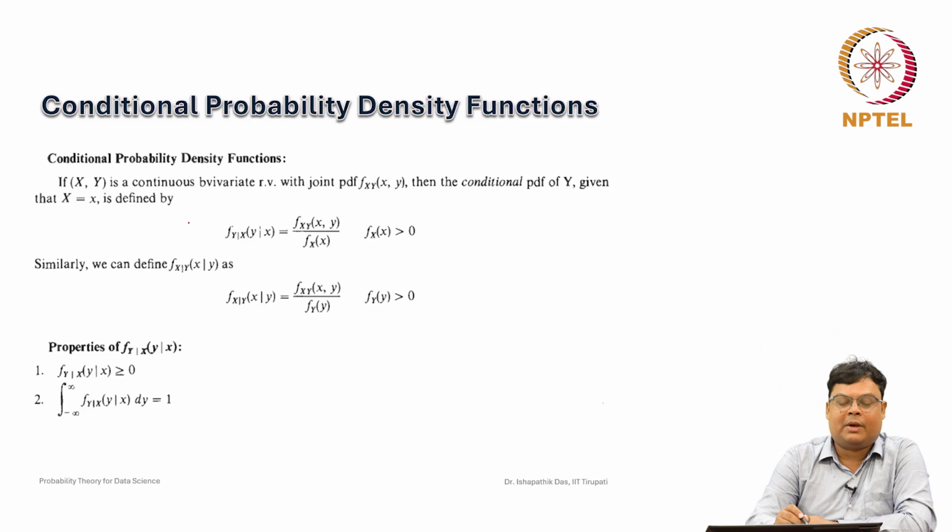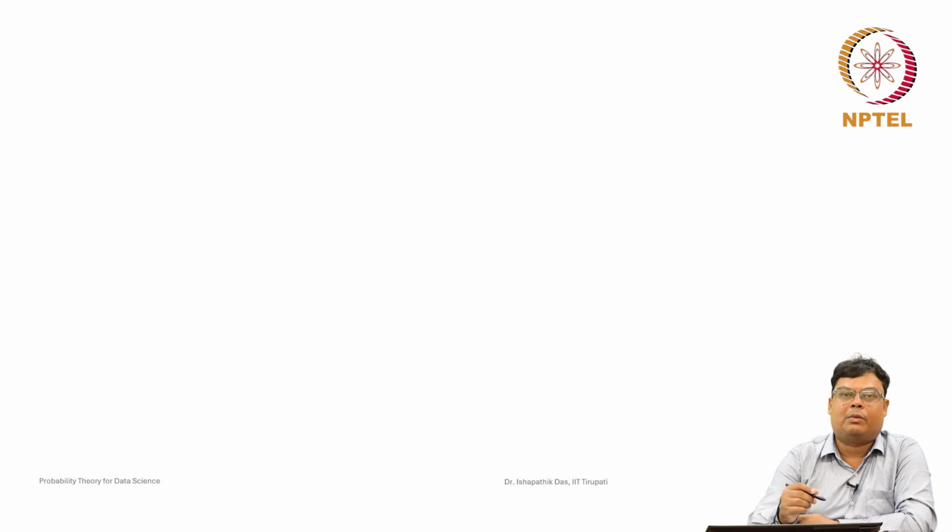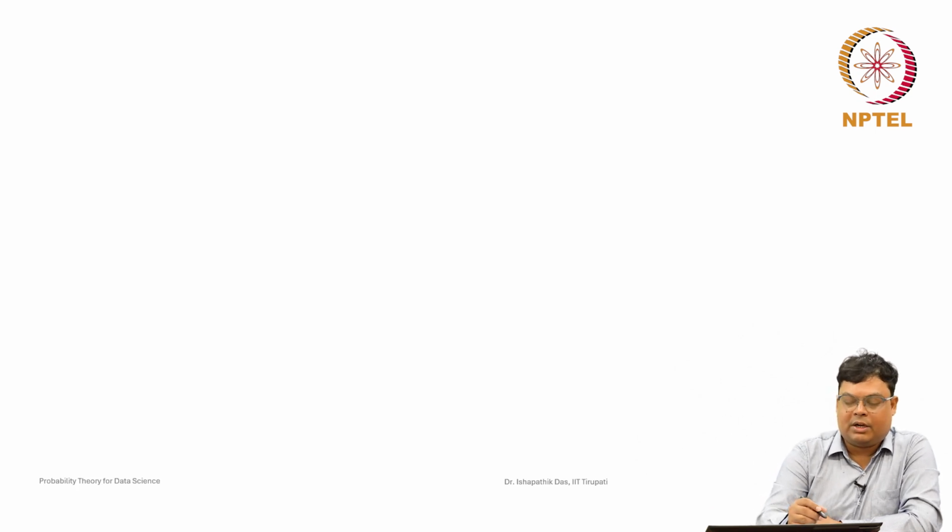Conditional probability density function: if XY is a continuous bivariate random variable with joint probability density function f_XY(x,y), then the conditional probability density function of Y given X equal to x is defined by this relation, and the conditional probability density function of X given Y is defined by this relation. Also the properties are very similar to the conditional probability mass function. So, let us write it down.